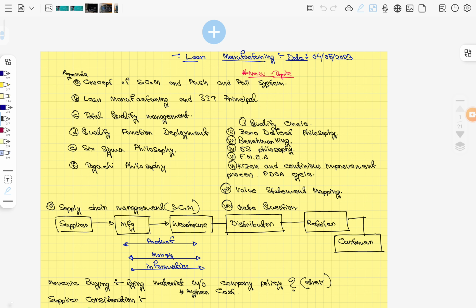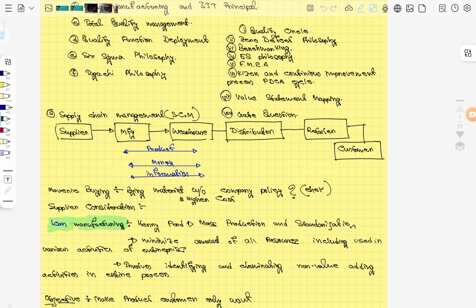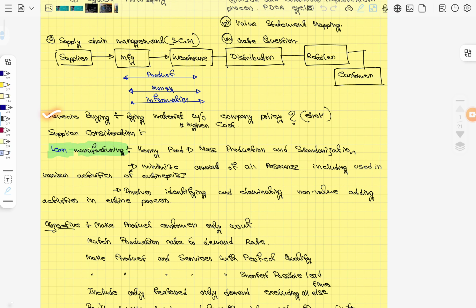And then there is a great question that we are talking about. It's a theory heavy question, so you need to pay attention. Supply chain management is mainly something you know. The next new thing you need to see is maverick buying, that is buying material without any company policy, at a higher cost. So why do we do it? Maybe some situation arose where we needed to get the material, so that's why we did it.